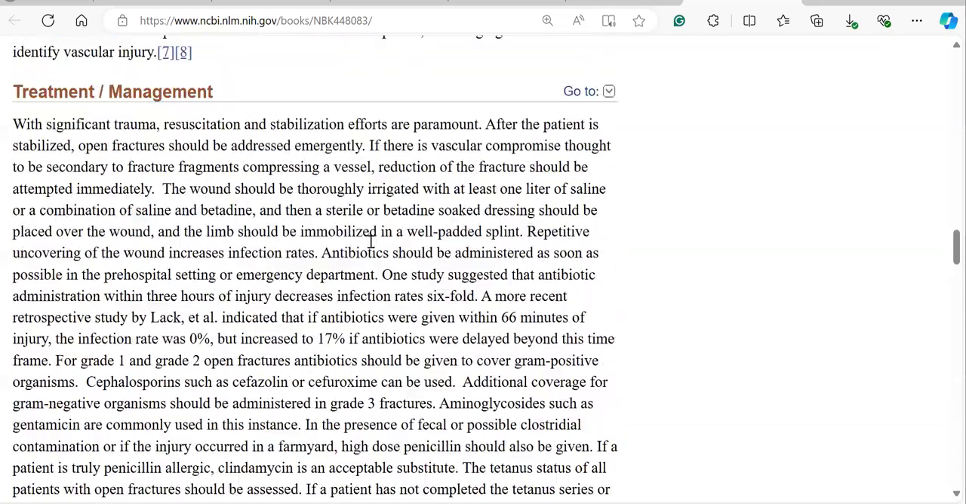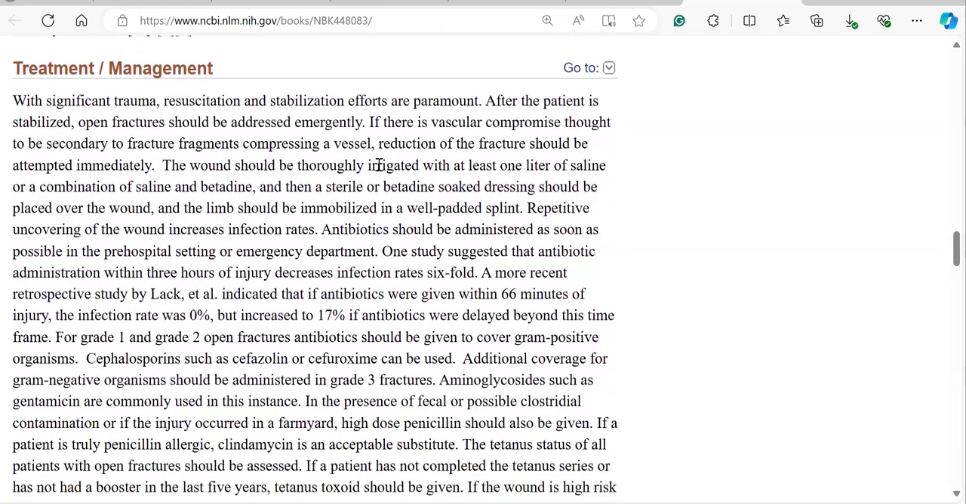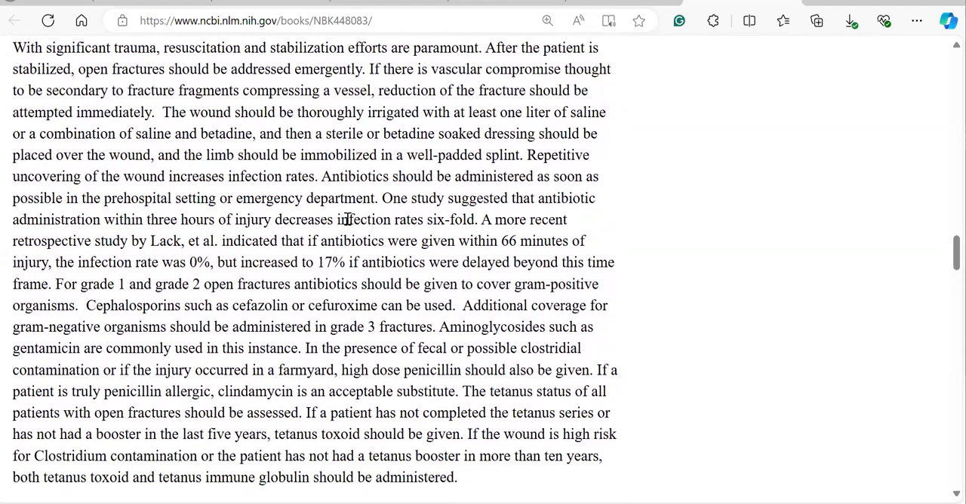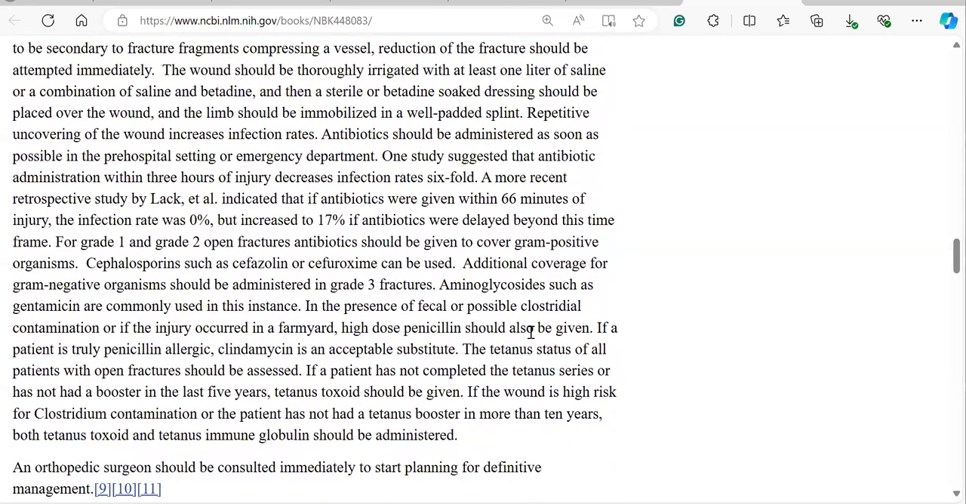Okay, so reduction if there is vascular compromise, then definitely if the patient is in pain, you will give some painkiller. Irrigation of the wound or wound debridement, antibiotic, and then followed by tetanus. Does it make sense for everyone now what the step-by-step management is?